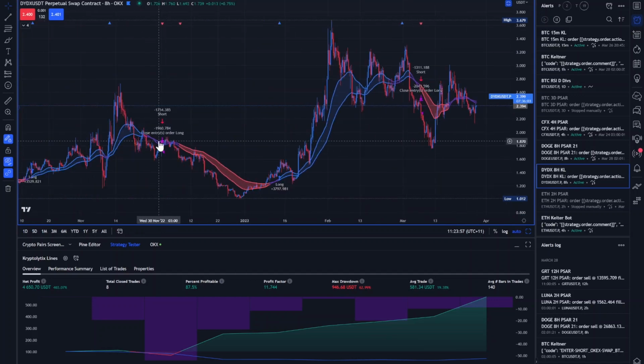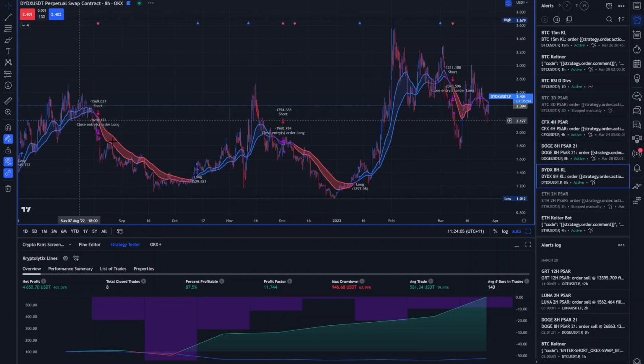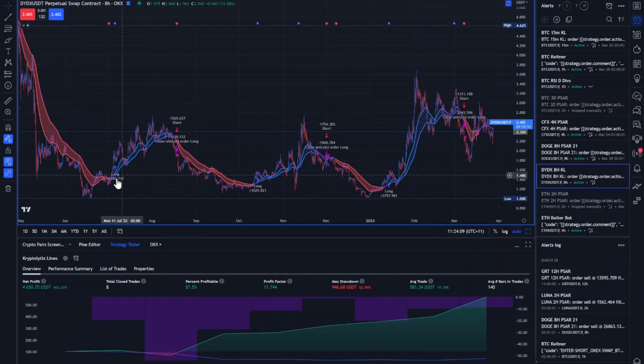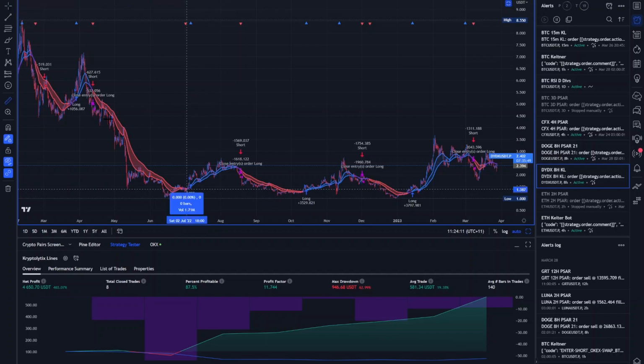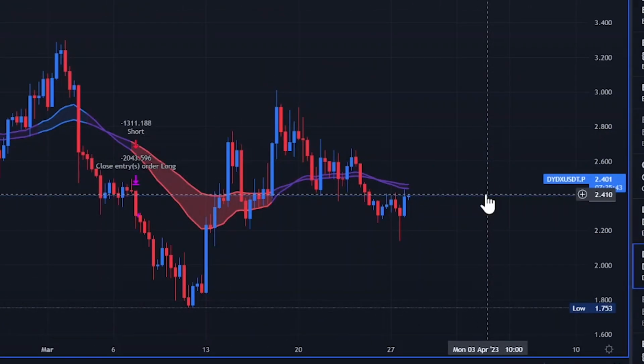So that's again, short here, long here, short here. Well, you would have been underwater for a bit, but you're still in the short on DYDX on this. Long, short. I mean, this is brilliant. This is just catching all the trends. I mean, this one would have been beautiful. That's just so nice.